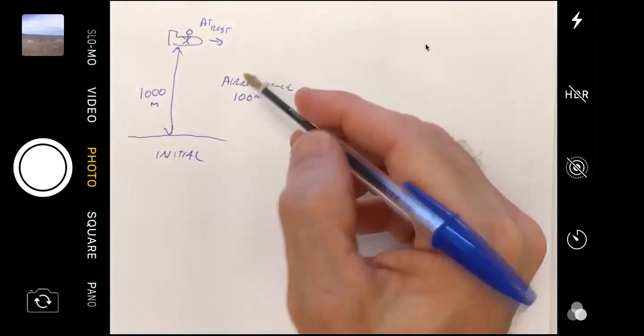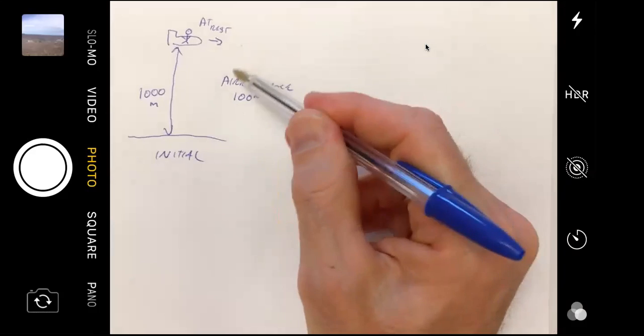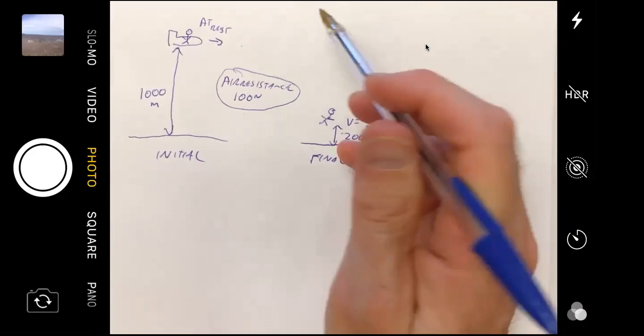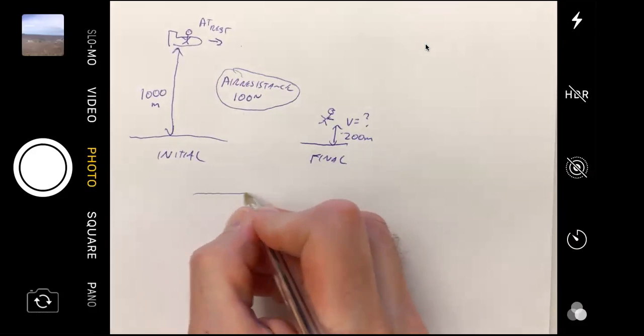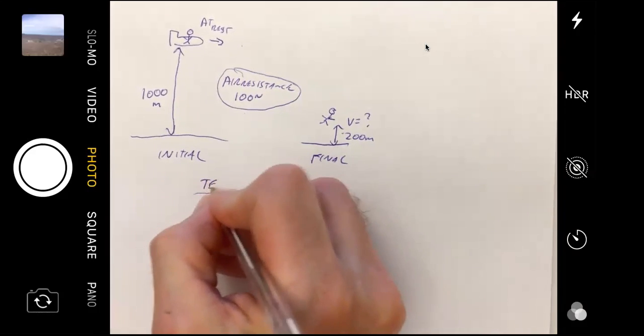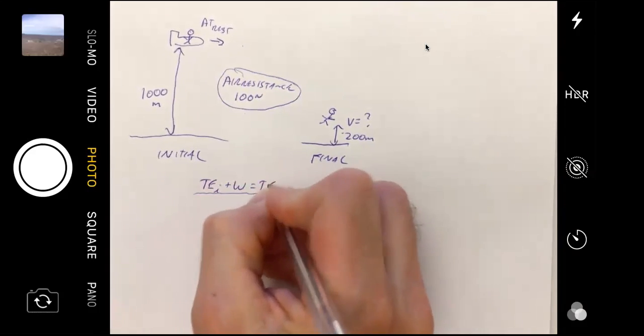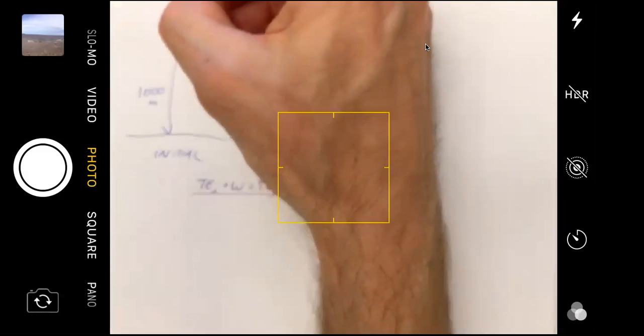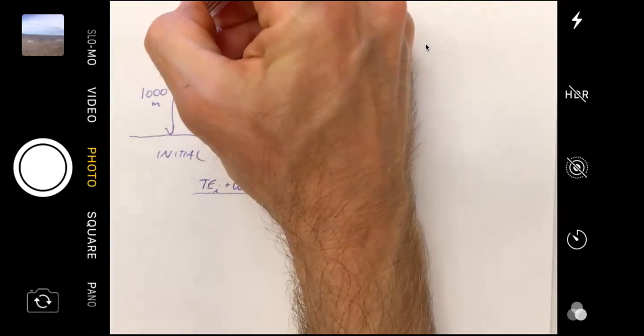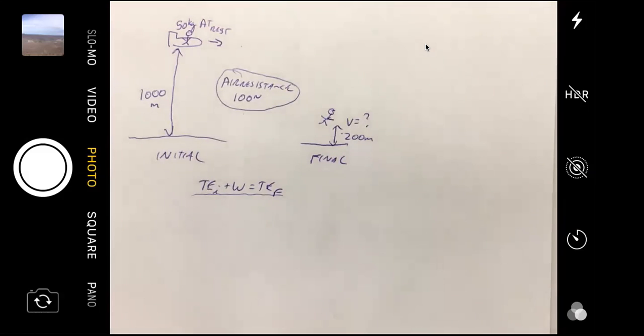In between the height of 1,000 and the height of 200, we've experienced an air resistance force of 100 newtons. I'm going to pause my talking for a second and give you a chance to write out what you think the energy equation would look like. Do we know his mass? Let's make the mass 50 kilograms. And then I'll maybe get somebody to share their thoughts in a moment.